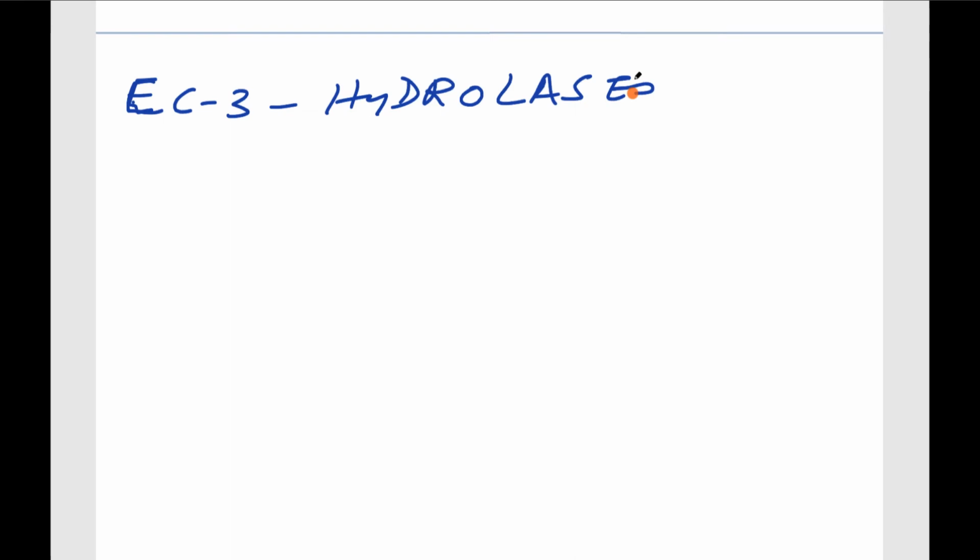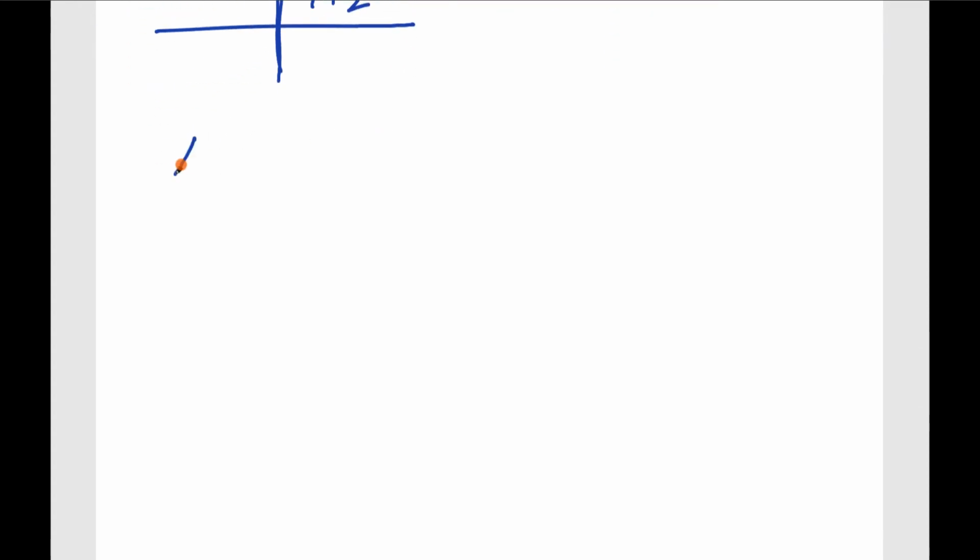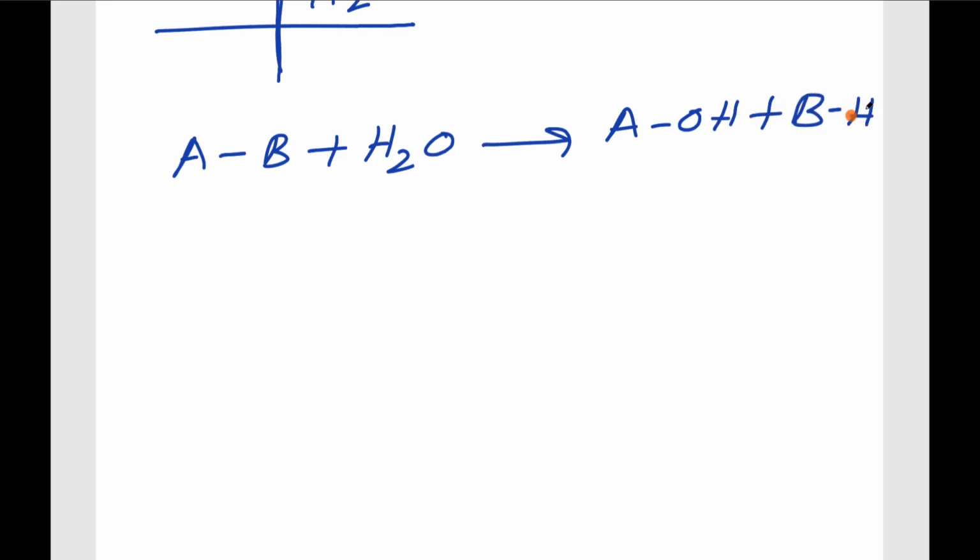Then let us take up the third one, EC3. They are hydrolases. Cleavage of bonds by addition of H2O. So bonds are cleaved by addition of H2O. Let us see. Here there is a bond present. In the presence of H2O, the bonds are broken and two substrates are formed.